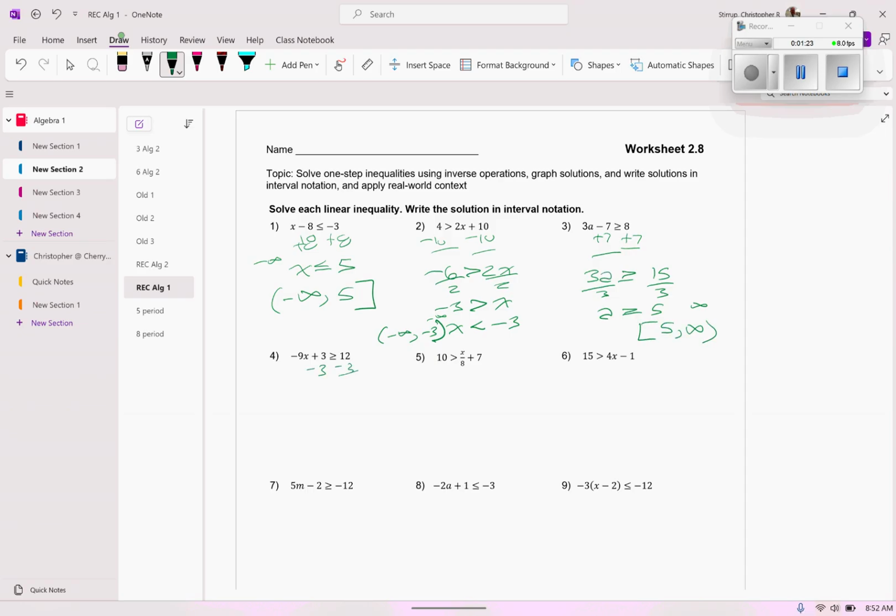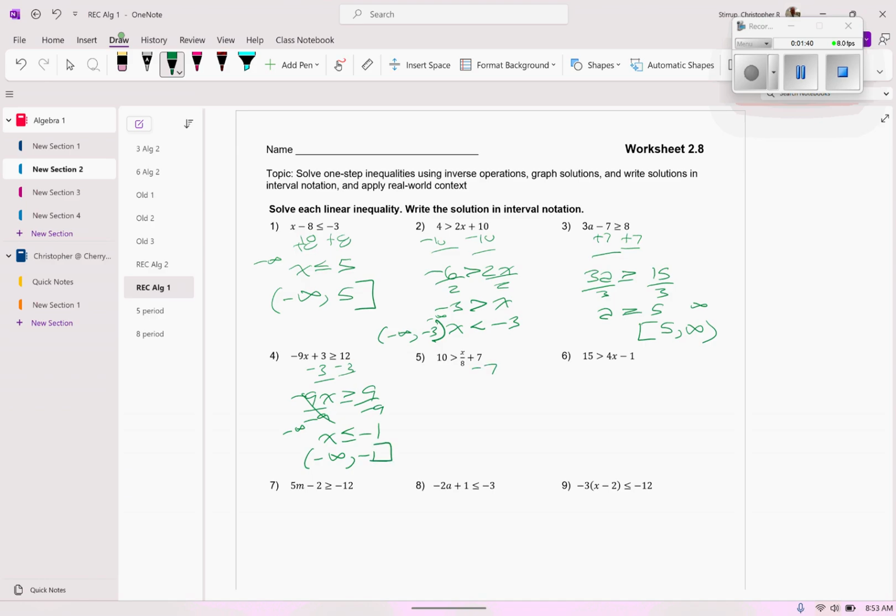Subtract 3 from both sides. So I'm going to get negative 9x greater than or equal to 9. Divide each side by negative 9. Remember, when we divide by a negative, you have to flip your inequality sign over. So that's pointing to negative infinity. So it goes from negative infinity to negative 1, square bracket or hard bracket.